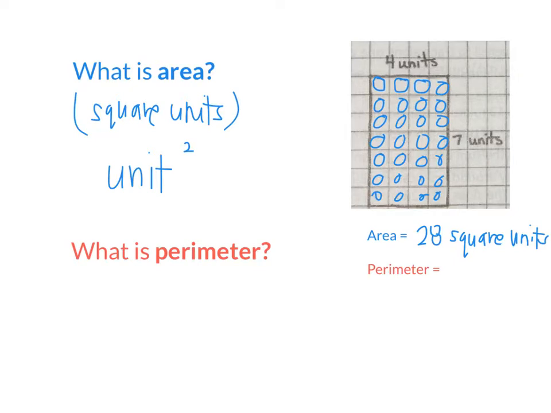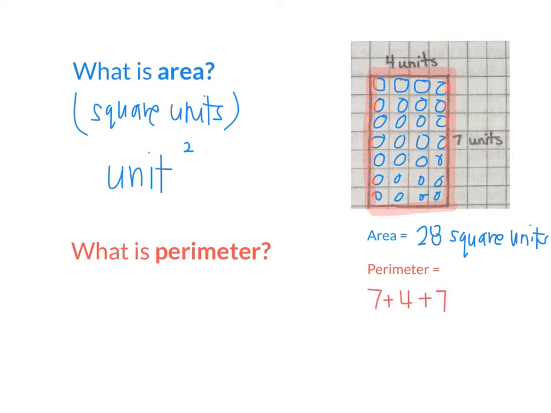Okay? Now, perimeter is different. Perimeter is the distance around a rectangle. So, if I start at this corner and I go all the way down there, how many units did I just pass? Everyone? 7. Okay. If I want to go all the way around, then I have to go here. How many units is that? 4. Okay, then I have to go back up. How many units is that? 7. And then I have to close it. How many units is that? 4. So what is the perimeter? 7 plus 4 plus 7 plus 4, which is?